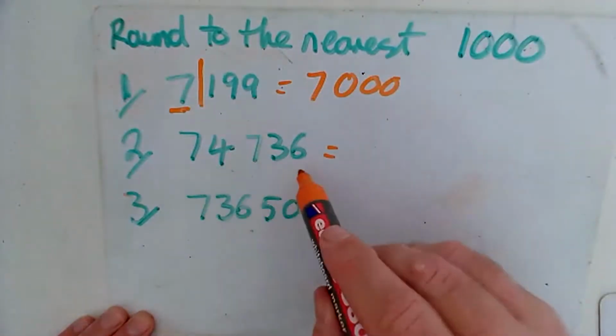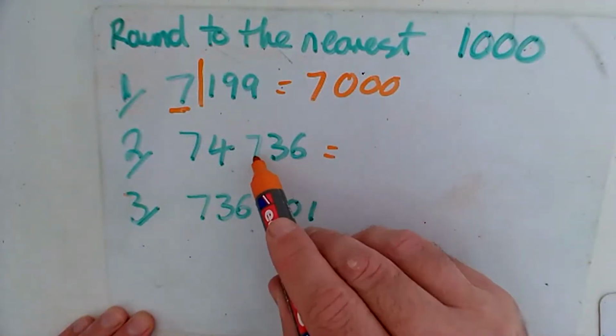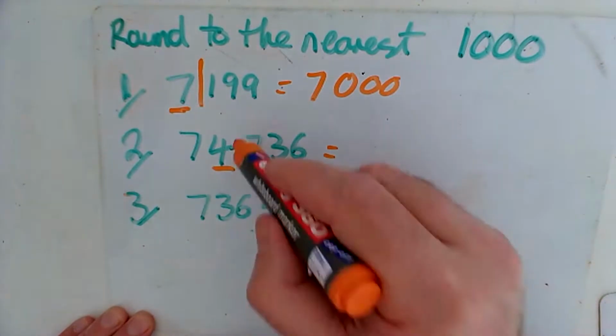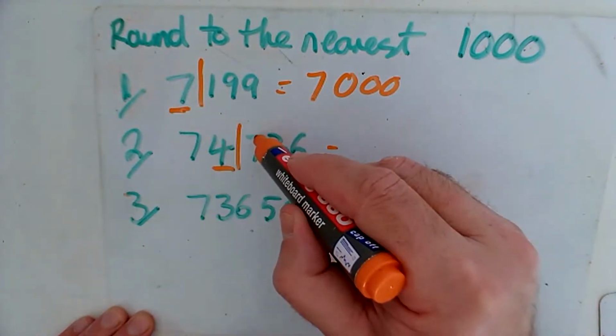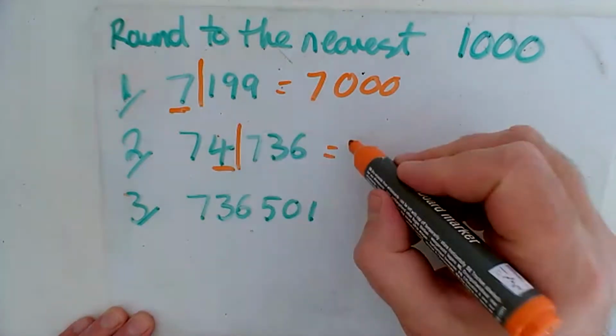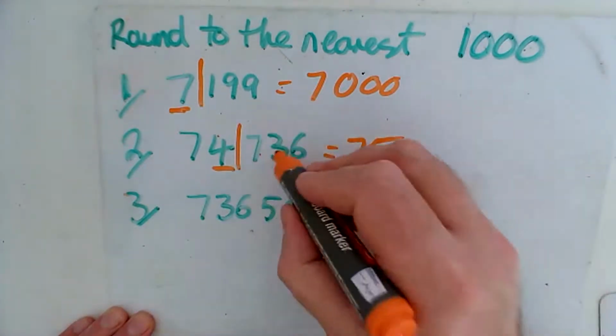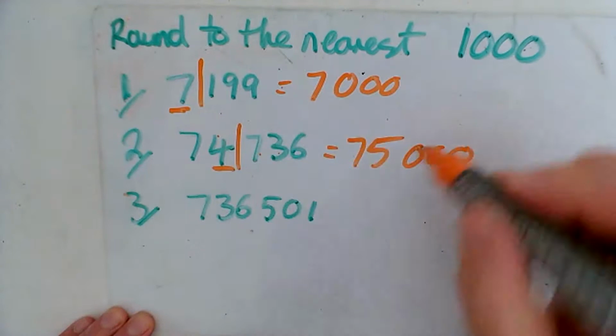I'm looking for my thousand. Units, tens, hundreds, thousands. I'm going to underline it. Do my line there. Does the 7 affect it? Yes, this is 5 and above. So the 4 becomes a 5. So 75, and then all my other numbers are replaced by zeros.